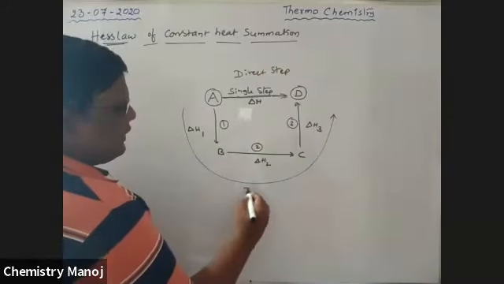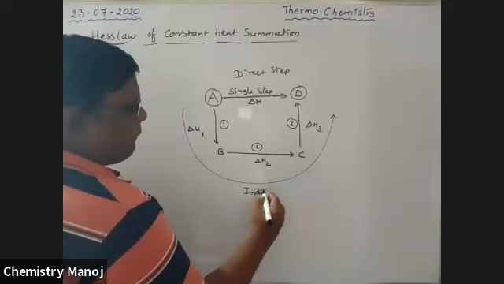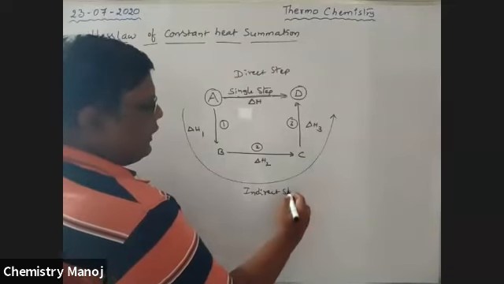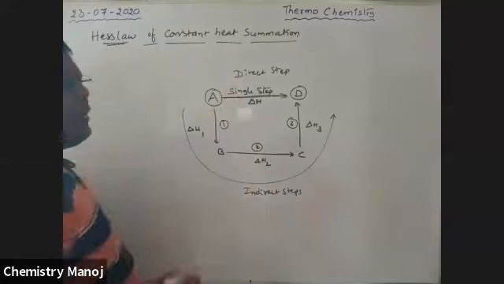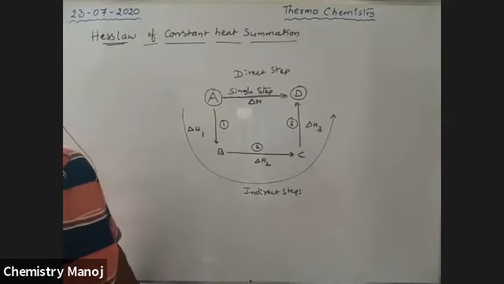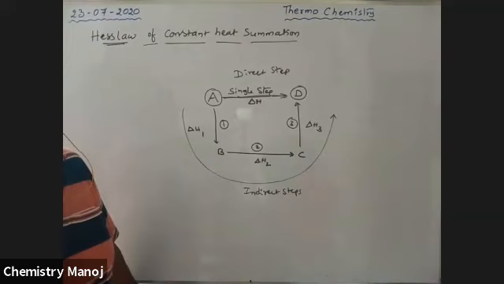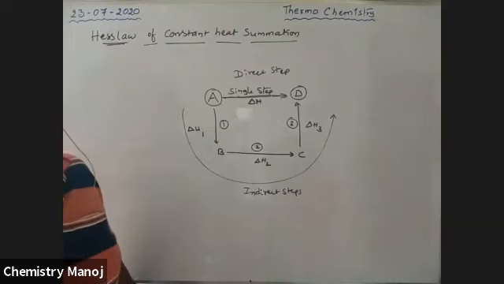This is the indirect step. Indirect steps to convert A into D. But the starting and ending points are the same. Because enthalpy, delta H, is a state function, it depends on the initial and final states only, but does not depend on the path in which it takes place.